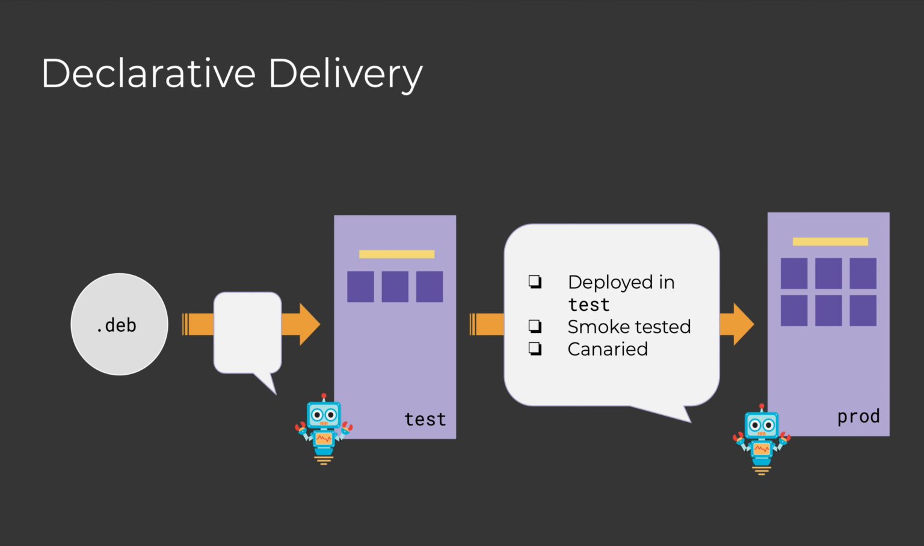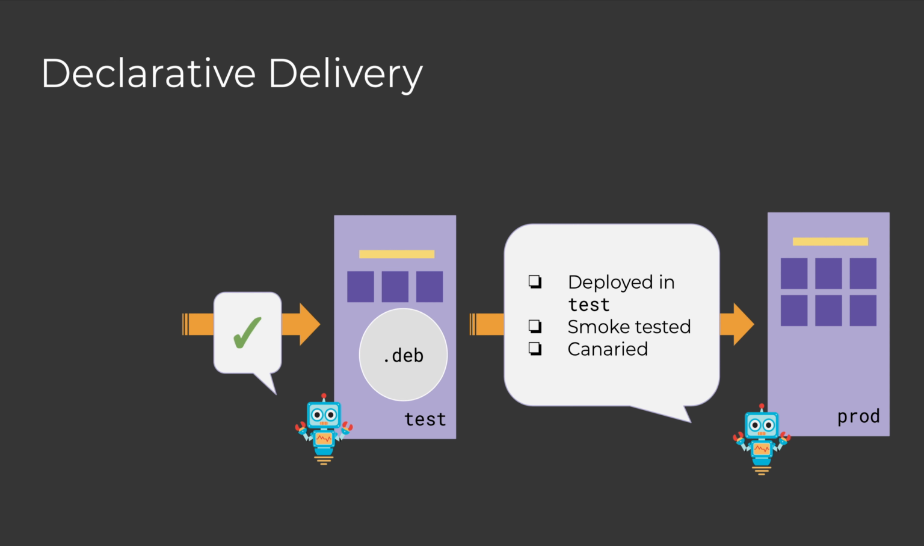Test has no constraints. We want everything to go in. And production has 3 constraints: deployed in test, smoke tested, and canaried. When we go to check whether this artifact can be deployed into the first environment, we see yes, because there's no constraints. So we'll go ahead and deploy that for you.